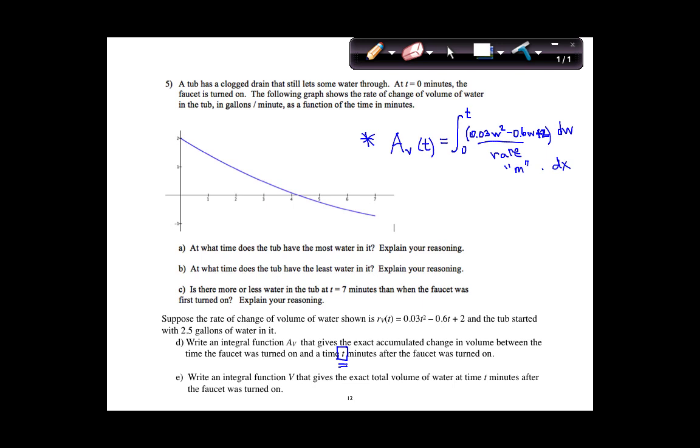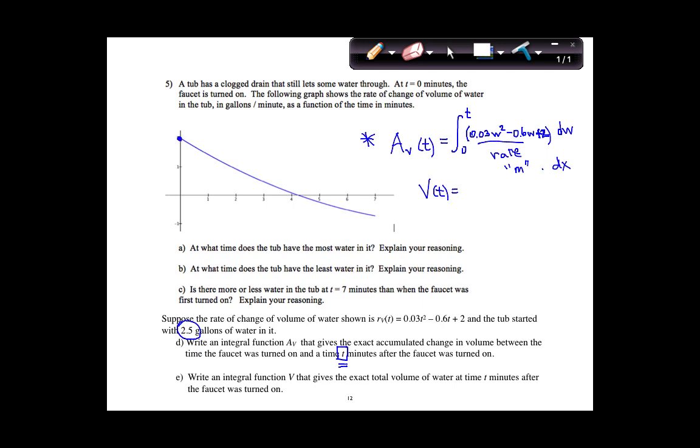Let's see, write an integral function v that gives the exact total volume in the water at a time t minutes after the faucet was turned on. So function v at t minutes. It's very similar to a, so I'm just going to write it in terms of a here. What's the only other thing that I need? And I didn't read this part of the directions out loud. Plus 2.5, right. The tub started with 2.5 gallons of water in it.